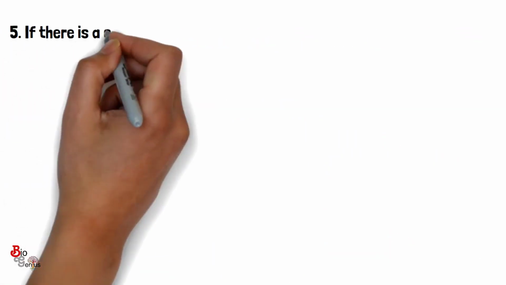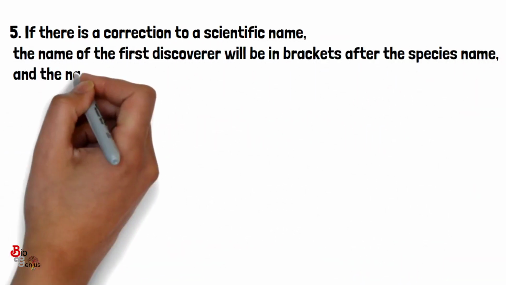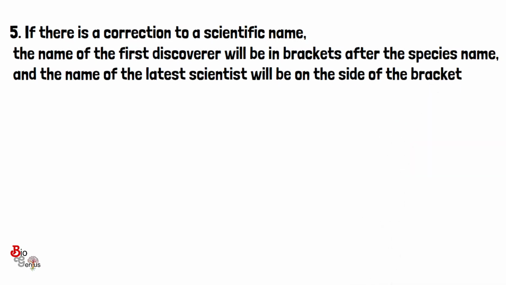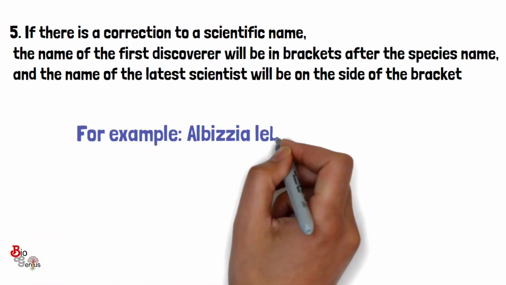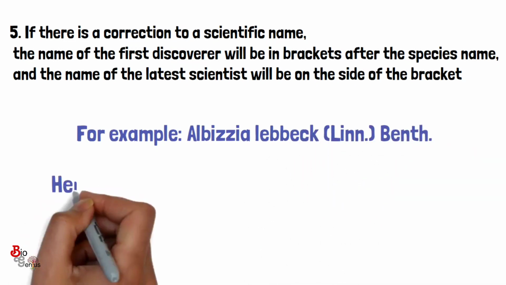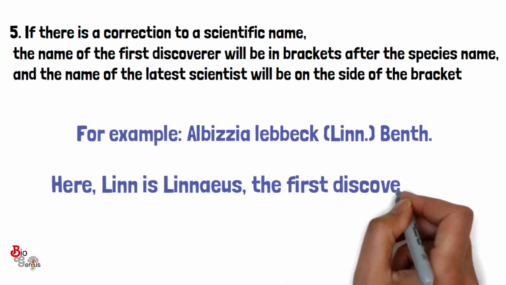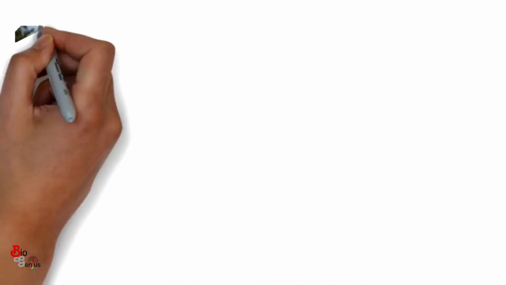5. If there is a correction to a scientific name, the name of the first discoverer will be in the brackets after the scientific species name, and the name of the latest scientist will be on the outside of the bracket. For example, Albizia lebbeck (Linn.) Benth. Here, Linn. is Linnaeus, the first discoverer, and Benth. or Bentham is the latest scientist.